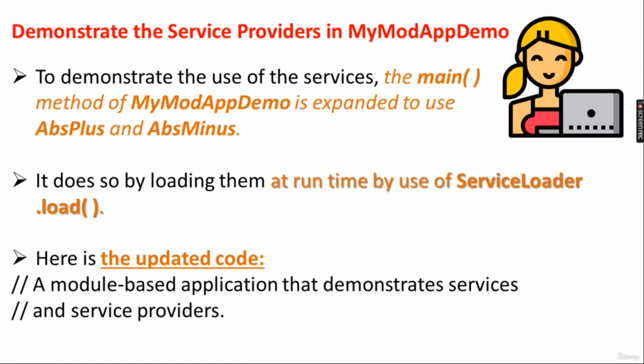Okay, demonstrate the service provider in MyModAppDemo. To demonstrate the use, now we will see the main method of MyModAppDemo expanded to use AbsolutePlus and AbsoluteMinus. So we will now modify the public static void main method of MyModAppDemo, and that will use AbsolutePlus and AbsoluteMinus. It does so by loading them at runtime by use of ServiceLoader.load. Okay, so we will see the updated code.